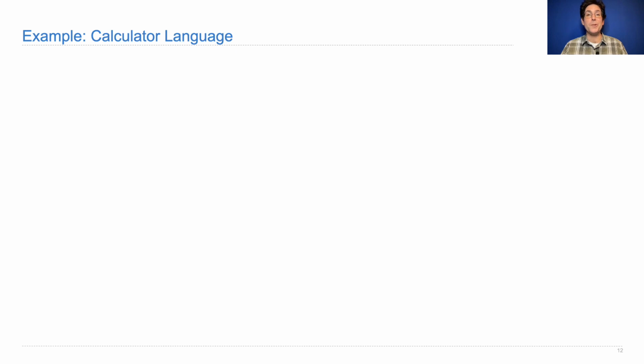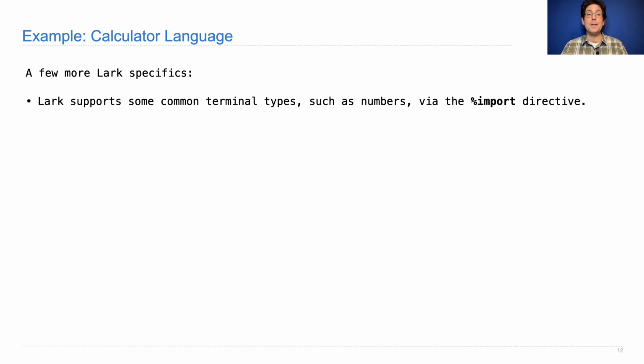Now we're in a good position to write down the grammar for the calculator language. First, a few more specifics of Lark. Lark supports some common terminal types such as numbers via import directives, so you don't have to write down the regular expression for a number. You just have to import it.